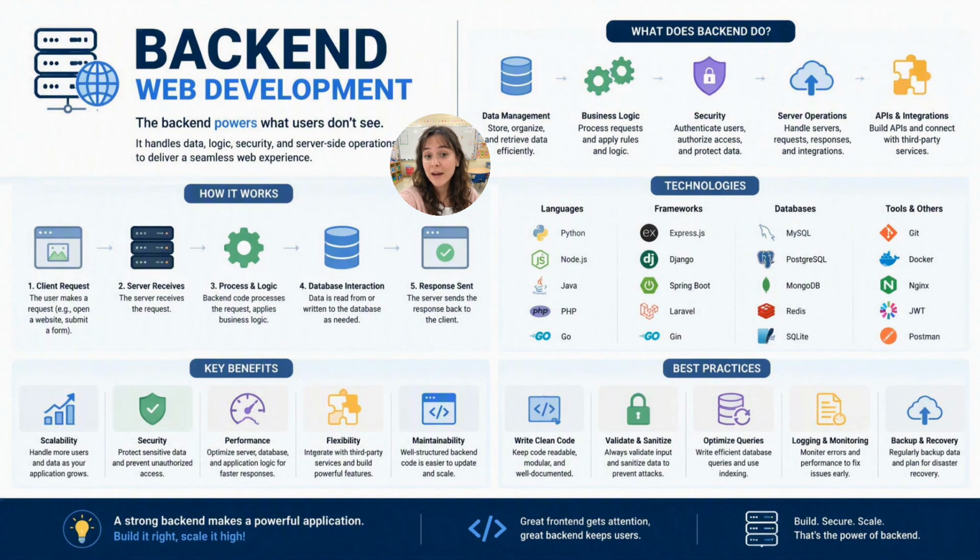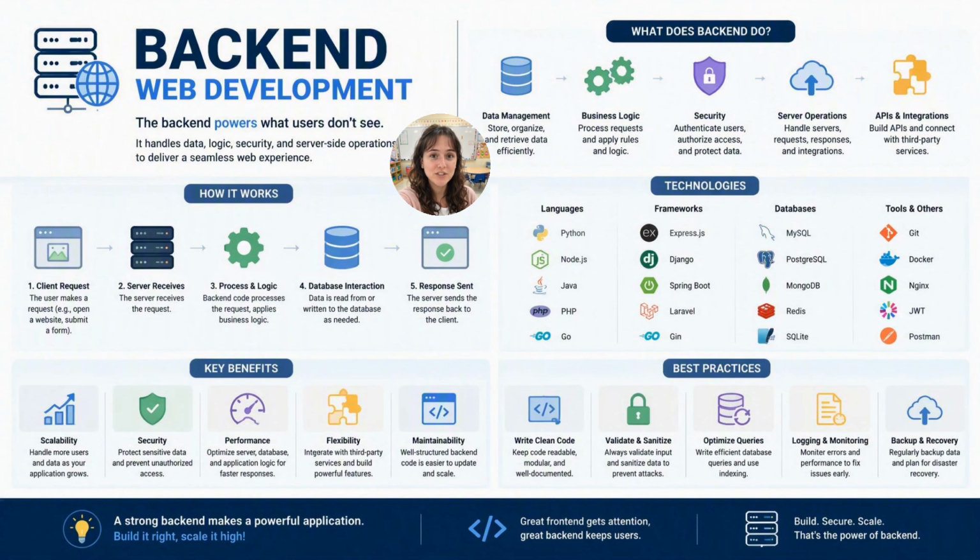Developers must optimize queries by writing efficient database operations and using indexing for speed. Implementing logging and monitoring helps track performance and catch errors early to fix issues before they escalate. Finally, a solid backup and recovery plan is essential for regularly backing up data and having a strategy in place for disaster recovery. Ultimately, a strong backend is the backbone of a powerful application.